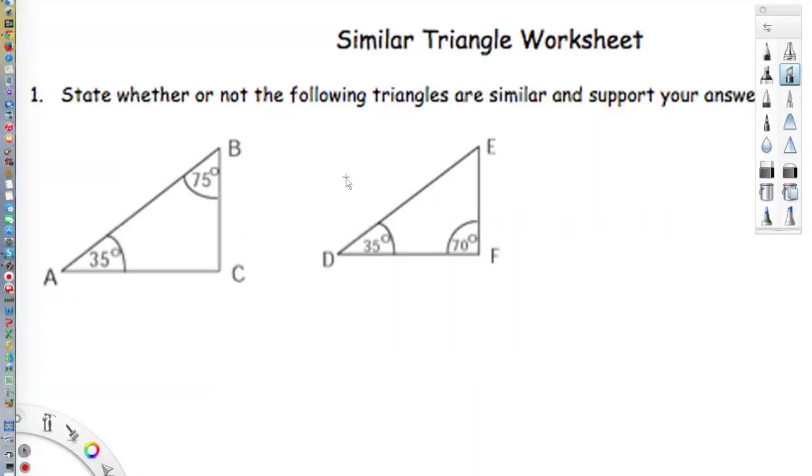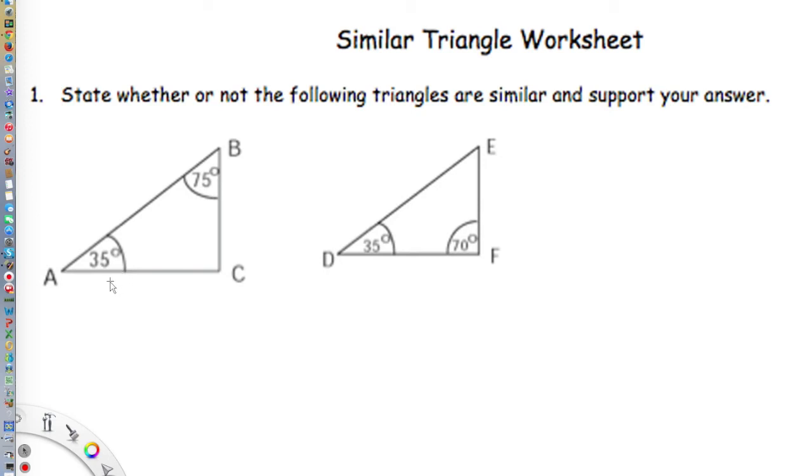Okay, let's take a look at number 1 in our work packet here. We've got a similar triangle worksheet. It says state whether or not the following triangles are similar and support your answer. Well, first of all, if triangles or polygons in general are similar, that means their corresponding angles must be equal, and then you're going to find that their sides are proportional to one another.